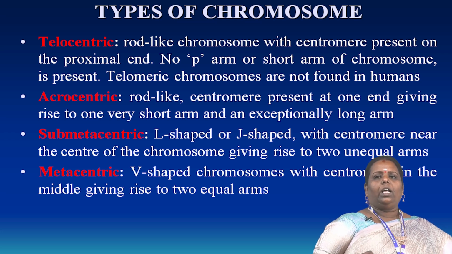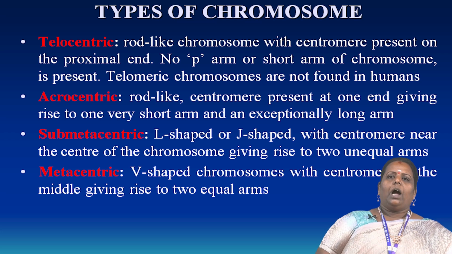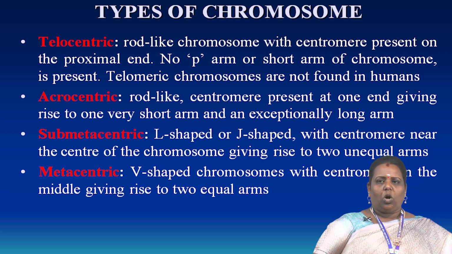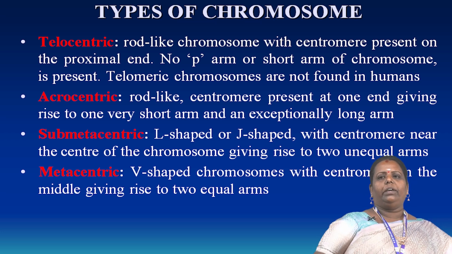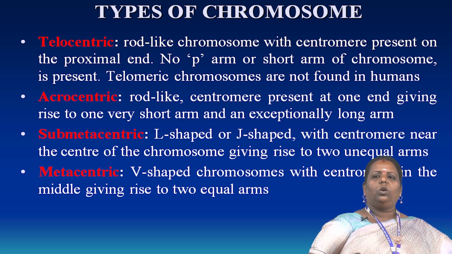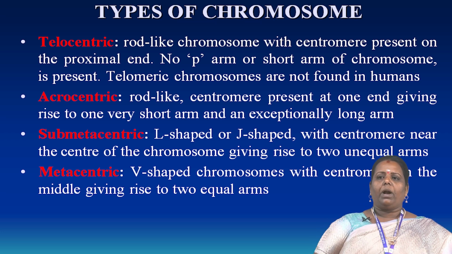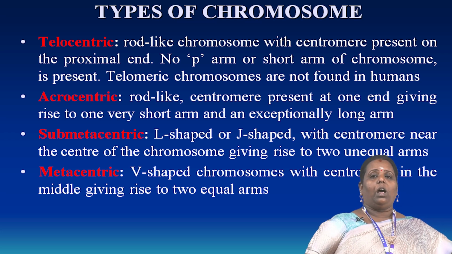The telocentric chromosomes are rod-like. The acrocentric chromosome is also rod-like, with one very short arm and one long arm. The submetacentric chromosome is L-shaped or J-shaped. The metacentric chromosome is V-shaped, with two equal arms.